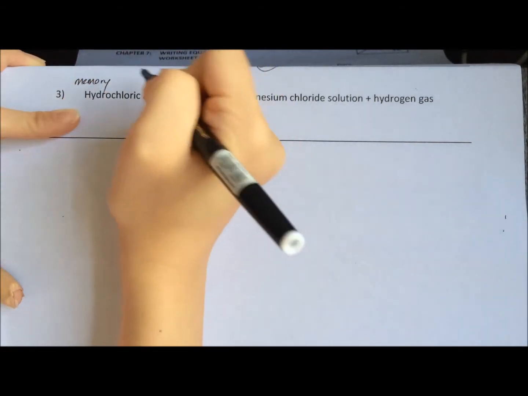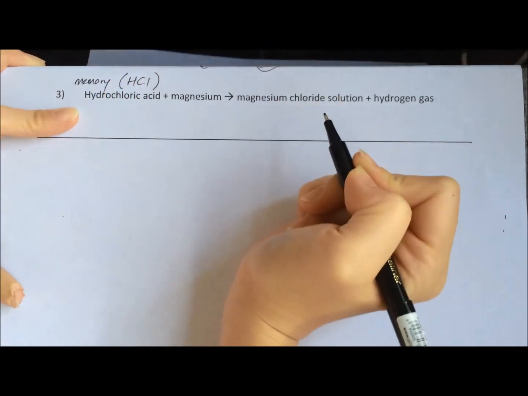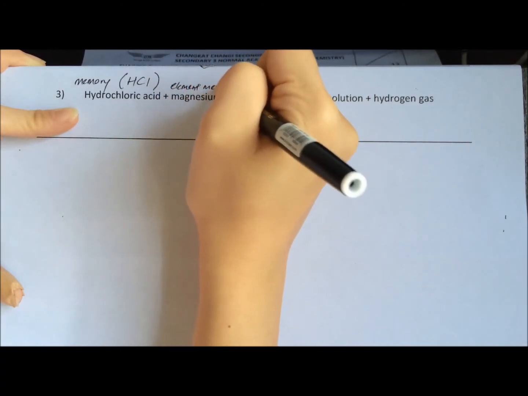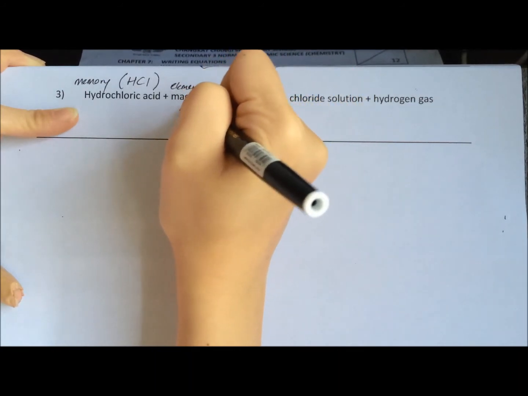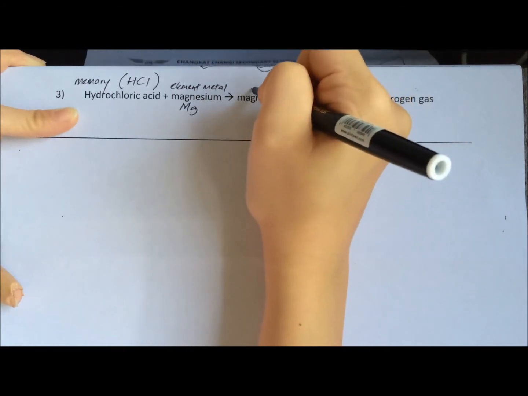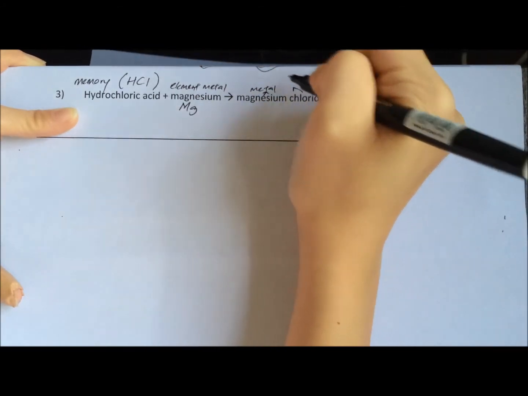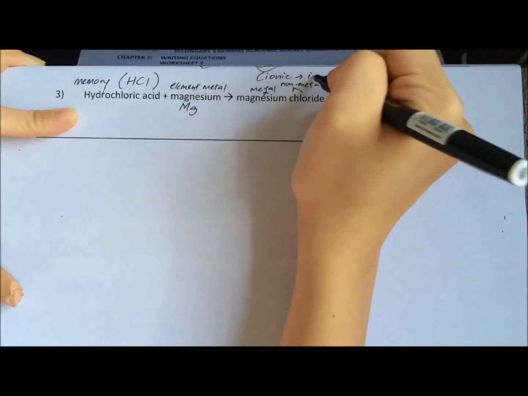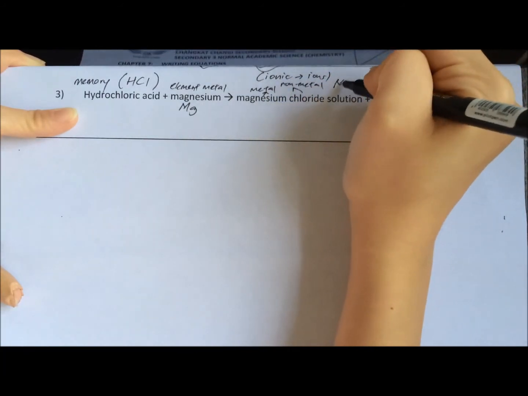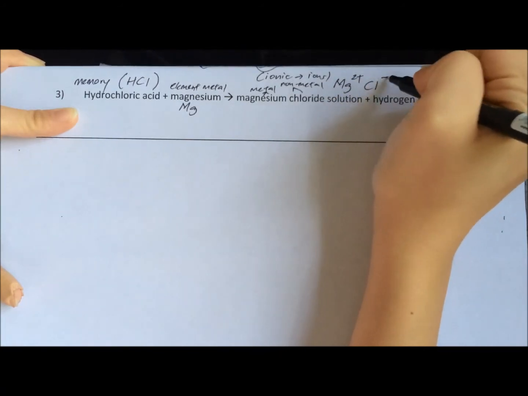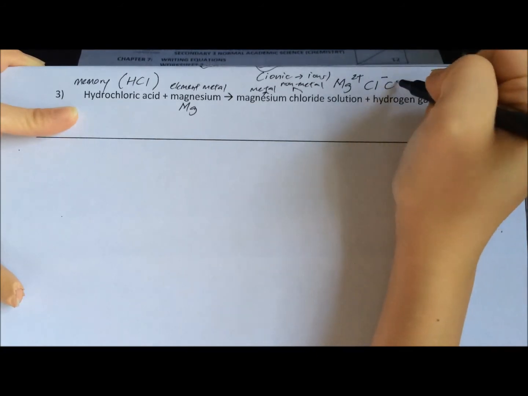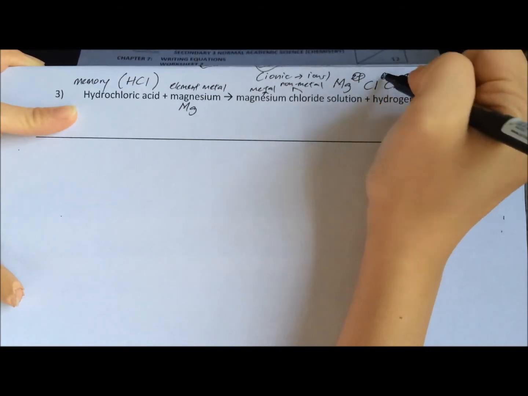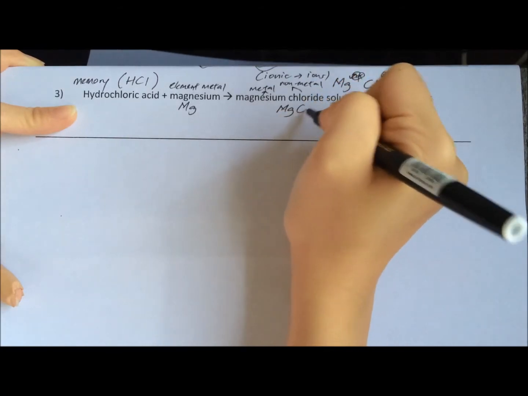Hydrochloric acid, this is based on memory, it will be HCl. Magnesium is an element, it's a metal. So the chemical formula is just the chemical symbol. So we write Mg. Magnesium chloride solution, magnesium is a metal. Chloride comes from chlorine, which is a non-metal. Metal and non-metal will give you an ionic compound. So you must use ions to get the chemical formula. Magnesium is in group 2, Mg2+. Chloride is group 7, Cl-. How to balance? You need one more chloride to balance. Once you balance, ignore the charges. Simply write down 1 Mg, Cl2.